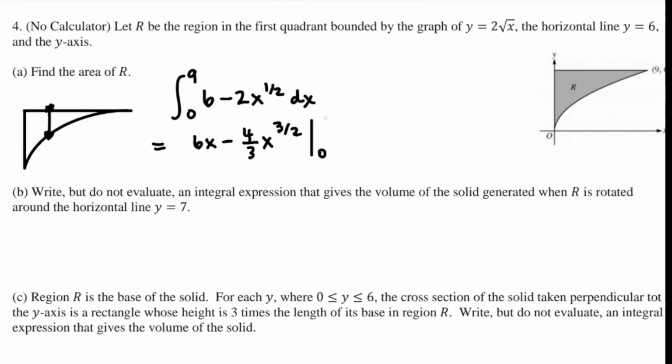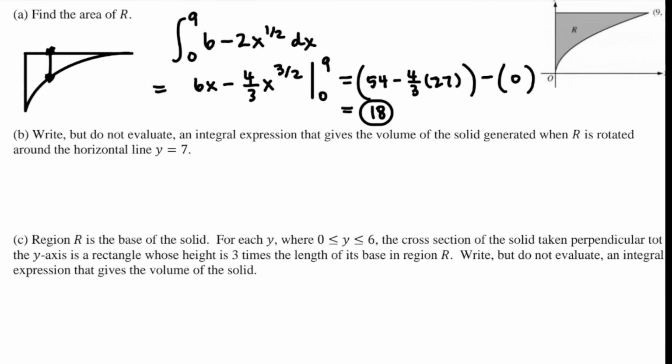Evaluated from 0 to 9, that's going to be 6 times 9 is 54 minus 4/3 of 9 to the 3 halves. Okay, 4/3 of 27, that feels like 36. Minus, when I plug in 0, I'll get 0 and 0. So 54 minus, yeah, 9 times 4 is 36. That'd be 18.